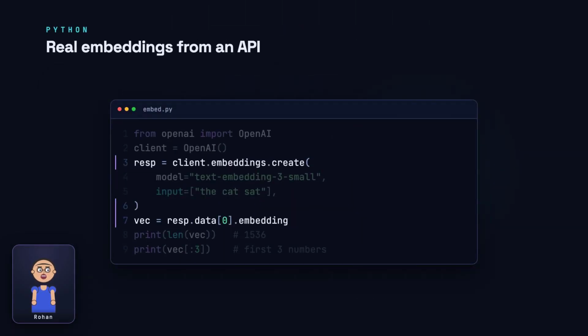In practice, you rarely build the table yourself. You call a model, hand it text, and get back a vector. Here, a real embedding model returns a list of 1536 numbers for our sentence. That single vector is the whole meaning of the input, ready to compare against others with the same cosine trick.